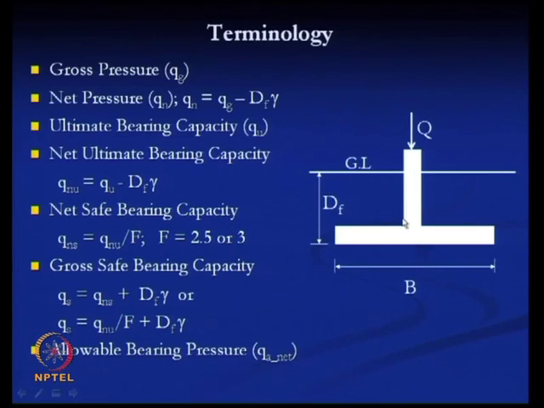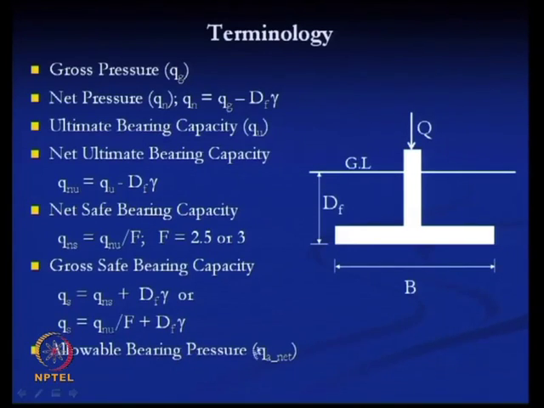Then when we get the ultimate bearing capacity and the net ultimate bearing capacity of the soil, you have to go for the net safe bearing capacity and the gross safe bearing capacity. For the net safe bearing capacity, you have to apply a factor of safety. Here F is the factor of safety, which is either 2.5 or 3. So if we divide this net ultimate bearing capacity by this factor of safety, then we can calculate the net safe bearing capacity of the foundation or the soil. Now, the gross safe bearing capacity, if the net safe bearing capacity is Ns, then the gross safe bearing capacity will be Ns plus df into gamma. Again, this will be Qnu divided by F plus gamma df.